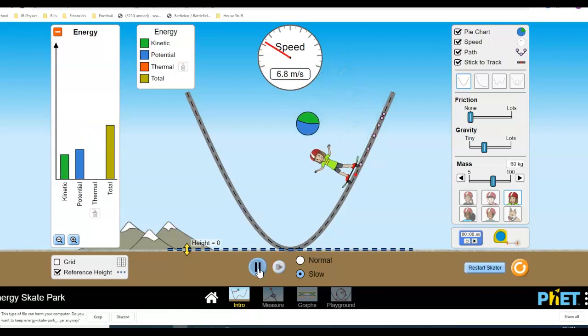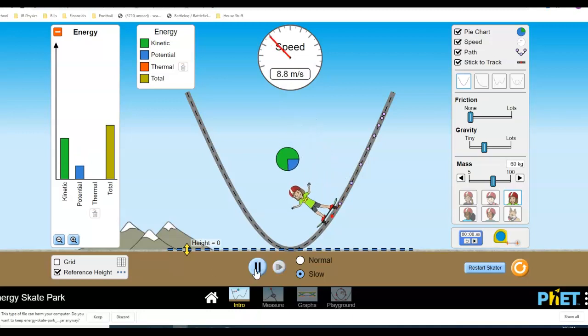as she goes down, notice that she is losing height. And because she's losing height, she's losing that gravitational potential energy. But that energy can't just go away, right? Because energy is conserved, it stays constant. What happens is it changes form. So as she goes down, she loses that potential energy, but she gains the same amount of kinetic energy.